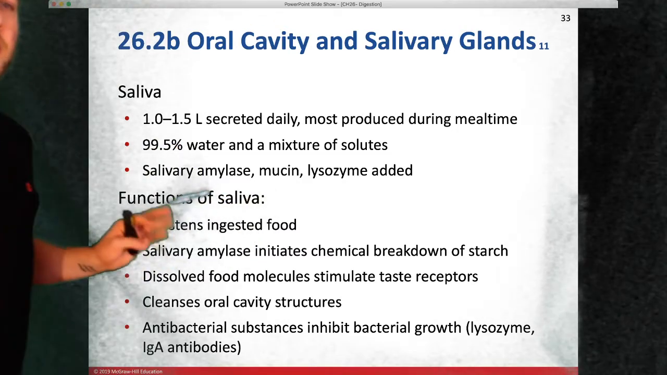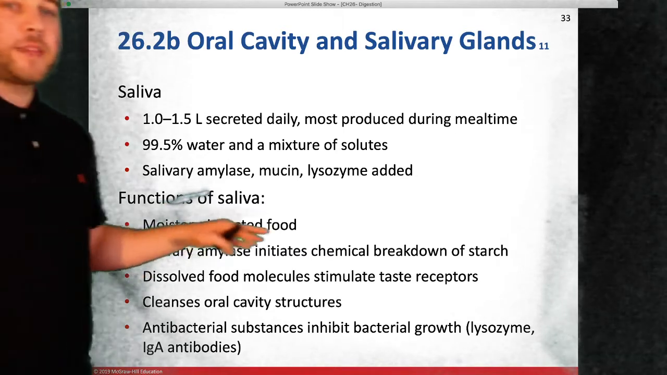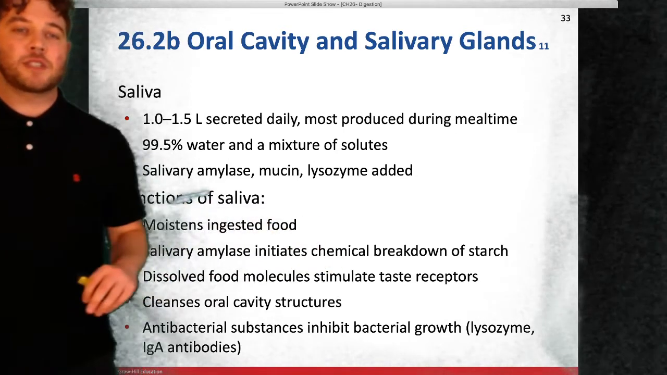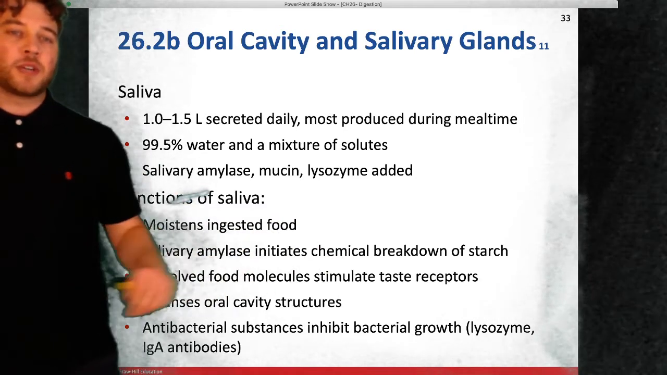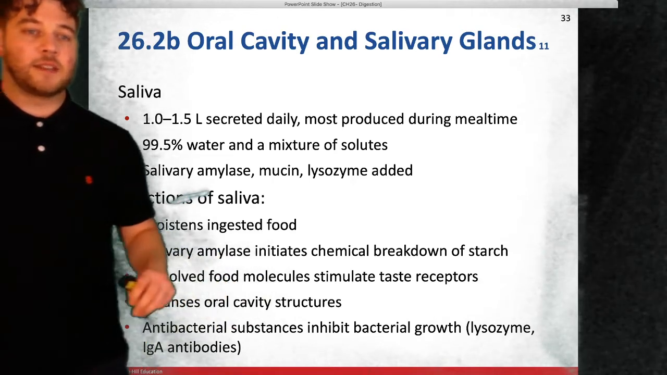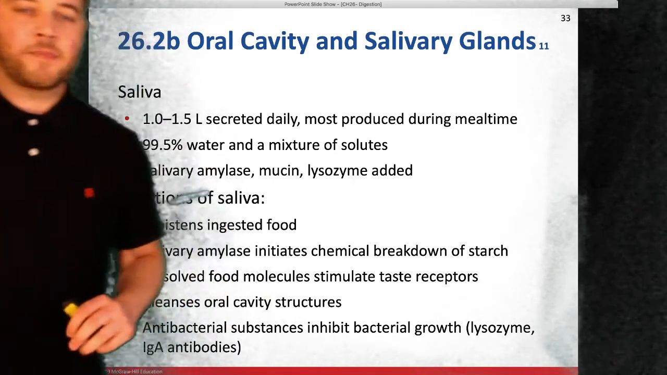The functions of saliva are to moisten ingested food. Salivary amylase initiates chemical breakdown of starches, dissolve food molecules, stimulate taste receptors. It helps to cleanse the oral cavity, and it has antibacterial substances, both lysozymes and mucosal IgA antibodies.